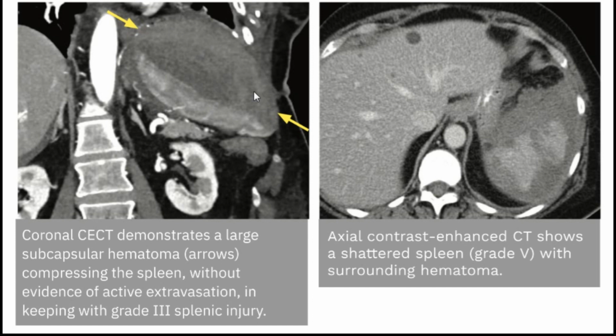We said it has to involve more than 50% of the surface area of the spleen in order to be regarded as grade 3. And here again, we can see a shattered spleen. The integrity of the spleen is completely destroyed, so this is also regarded as grade 5.